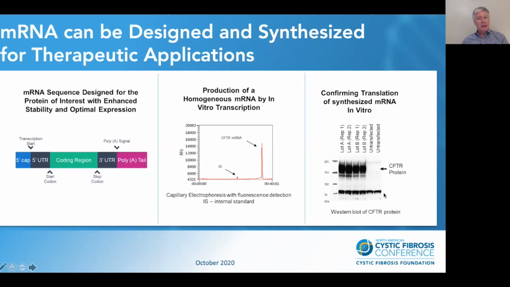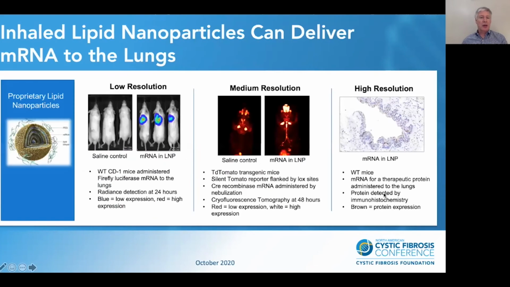Having made the RNA, next we package this into our proprietary lipid nanoparticles. There's a lot of detail on this slide, and I'll walk you through again from left to right. Our proprietary lipid nanoparticles contain the mRNA and ionizable lipids, helper lipids, and PEG. We formulate these to generate these lipid nanoparticles. They're around 100 nanometers in size, and these are what we can then deliver to the lungs.